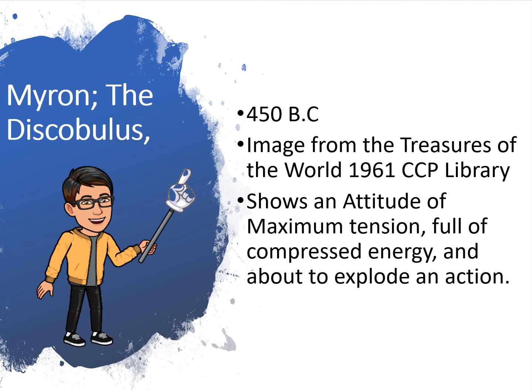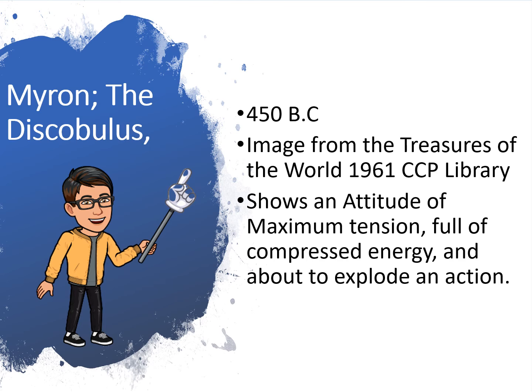So, under the classical Greek sculpture, yung Myron the Discobolus, 450 BC, image from the Treasures of the World, 1961, CCP Library. It shows an attitude of maximum tension, full of compressed energy, and about to explode into action. So yung description ng Myron the Discobolus, class, ay makikita mo sa kanya na nagpapakita ng attitude of maximum tension. Makikita mo yung stiffness, yung tigas, parang he is about to perform.